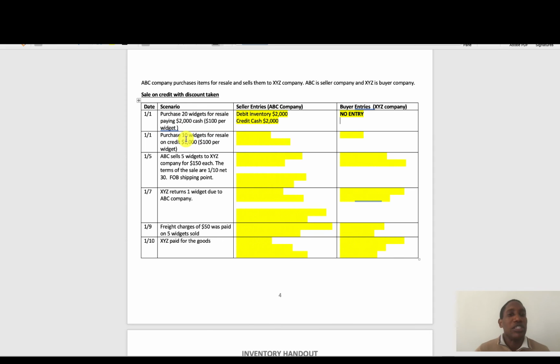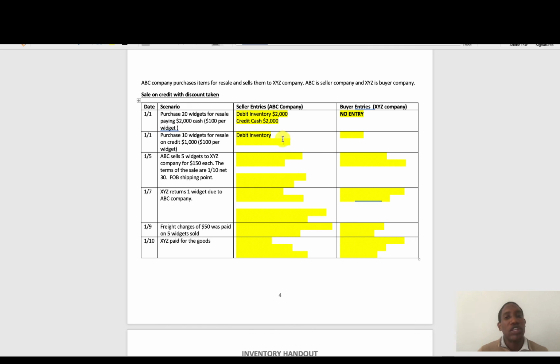So now ABC purchases 10 additional widgets for resale on credit for $1,000. So the first transaction was a cash transaction. The second transaction was a credit transaction. So ABC purchases these 10 widgets, but now on credit. So what's going to be my entry? Well, these are going to go into my inventory because these 30 widgets, the 20 up here and then the 10 here, were all purchased for resale, right? So they're going to go into my inventory, so I'm going to debit inventory.